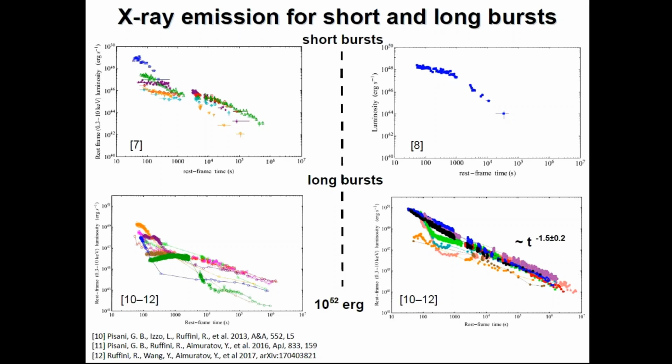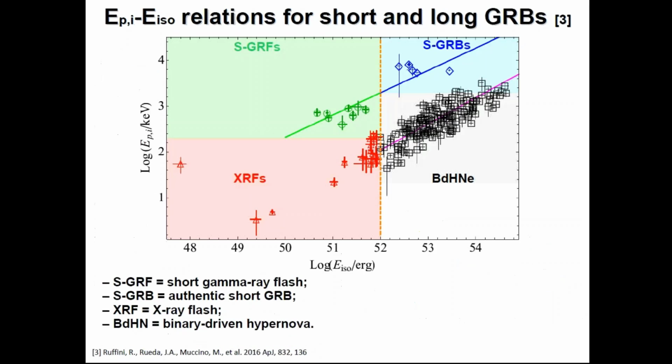Yeah, actually here you can appreciate that there are four subclasses of GRBs, 2 for short bursts and 2 for long bursts. From the data we can arrive at this point where you have these two subclasses of short GRBs, one we named short gamma-ray flashes, which are the short bursts with energy lower than 10 to 52, which are softer than the authentic short GRBs.